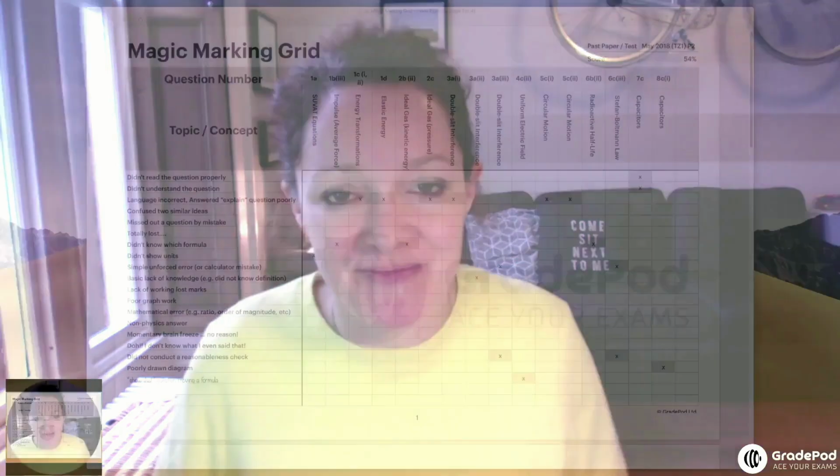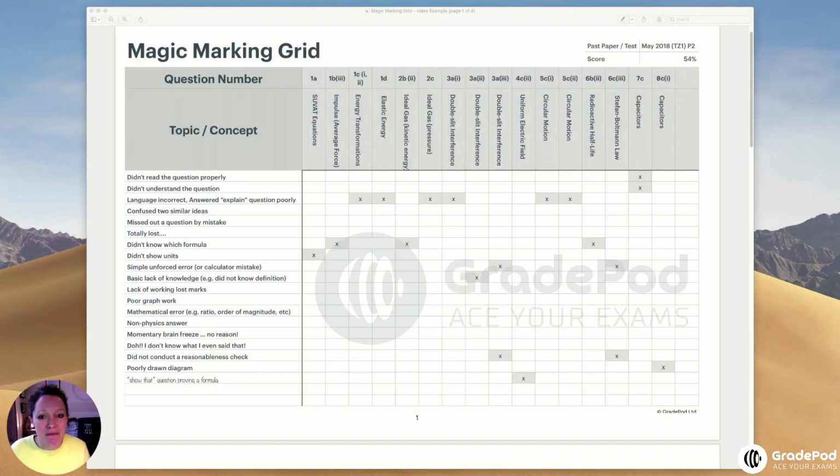So here it is, my magic marking grid. And you might think, well, that just looks like a spreadsheet, Sally. No, it's so much more. And I'm going to talk you through how to use this magic marking grid to make sure that you get amazing results in your next class test and you learn from your mistakes.